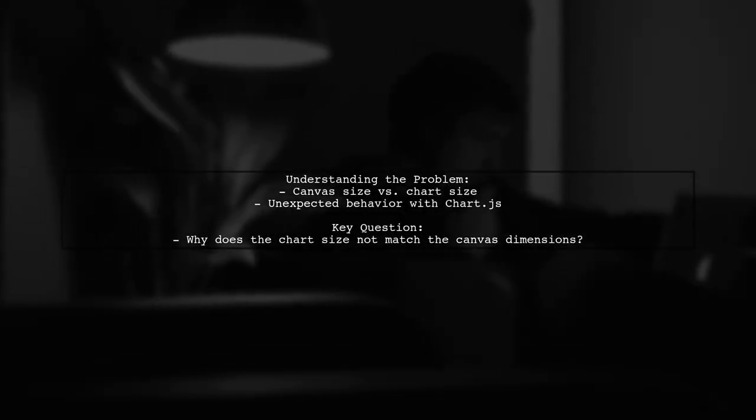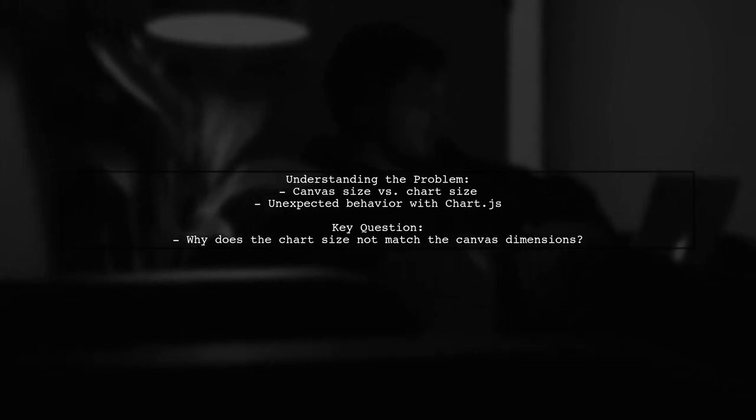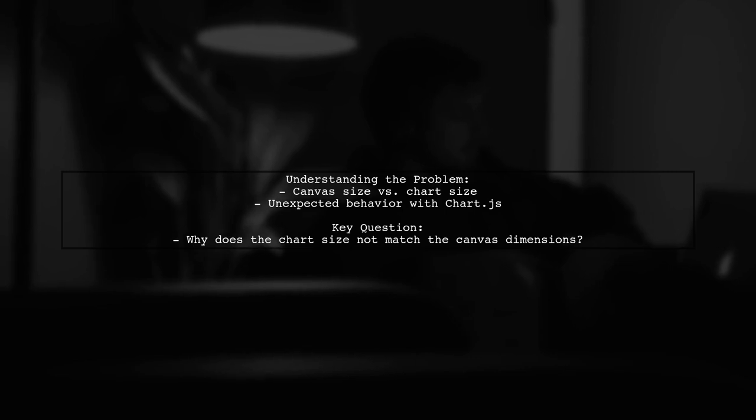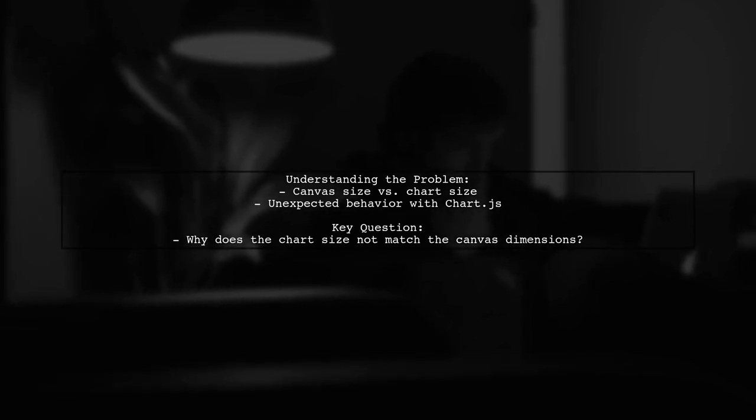Let's break down the problem. Our viewer has a pie chart that refuses to shrink, no matter how small the pixel dimensions are set. For instance, setting the canvas to 200 pixels wide and high results in a surprisingly large chart, while increasing the width to 800 pixels somehow makes it smaller. This is quite the conundrum.